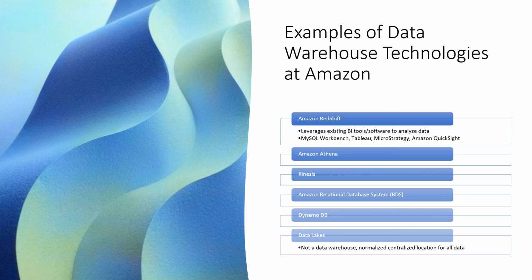There are also other data warehouse technologies that Amazon has and can leverage, which is known as Amazon Athena, Kinesis, Amazon Relational Database System, Dynamo Database, and last but not least, a slightly newer version, and this is not a data warehouse, but it's a new technique. It's called a data lake. Again, it's not a data warehouse. It's a way to have a centralized, normalized central location for all of the data. And tools such as Amazon Redshift can actually pull data in from those data lakes in order to be able to do further analysis.